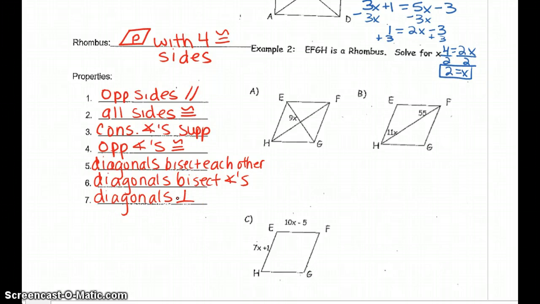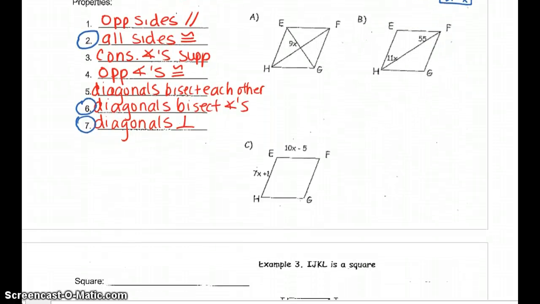Again, this has all of the properties of a parallelogram. The extra ones would be 2, knowing all sides, not just opposite sides, are congruent, 6, knowing that the diagonals bisect the angles, and 7, knowing the diagonals are perpendicular. So if you remember your parallelogram properties, you only have 3 extras. Again, pause the video and try the 3 examples before watching them.